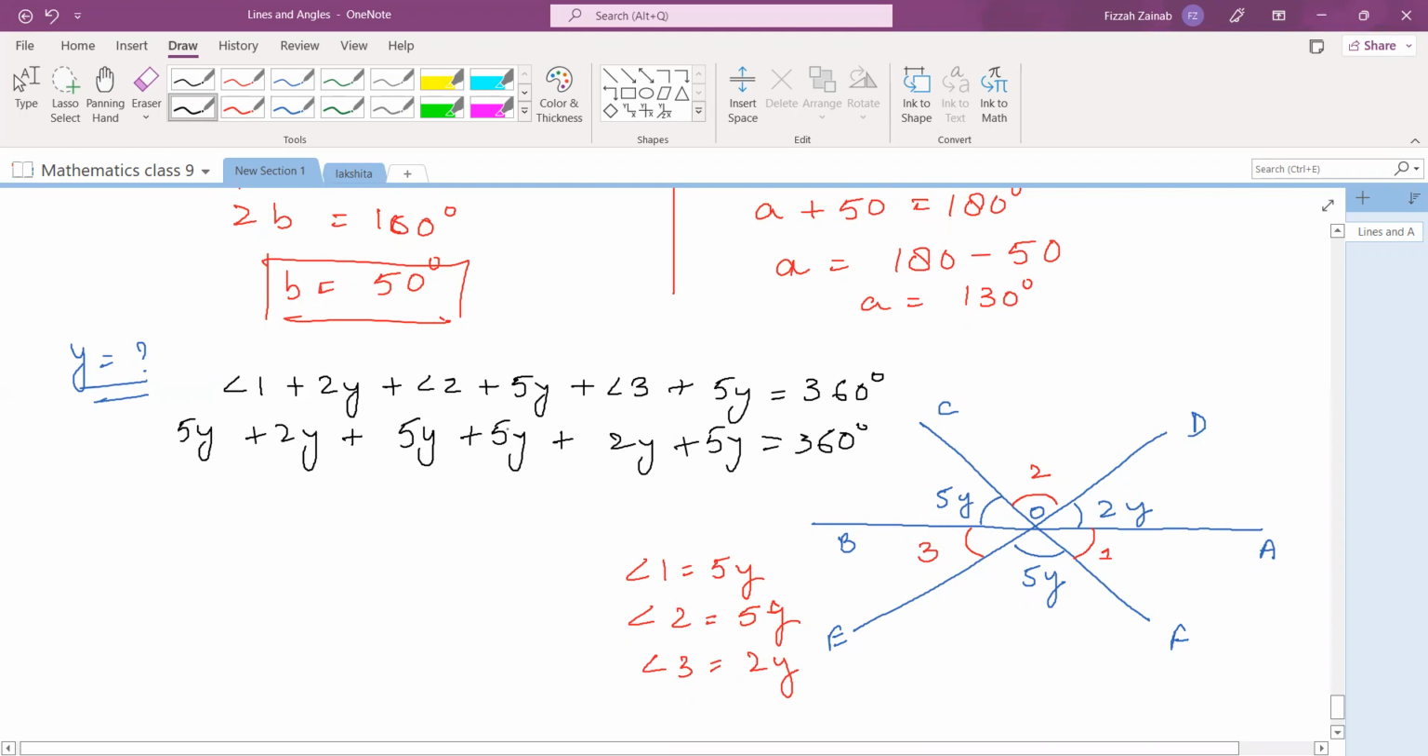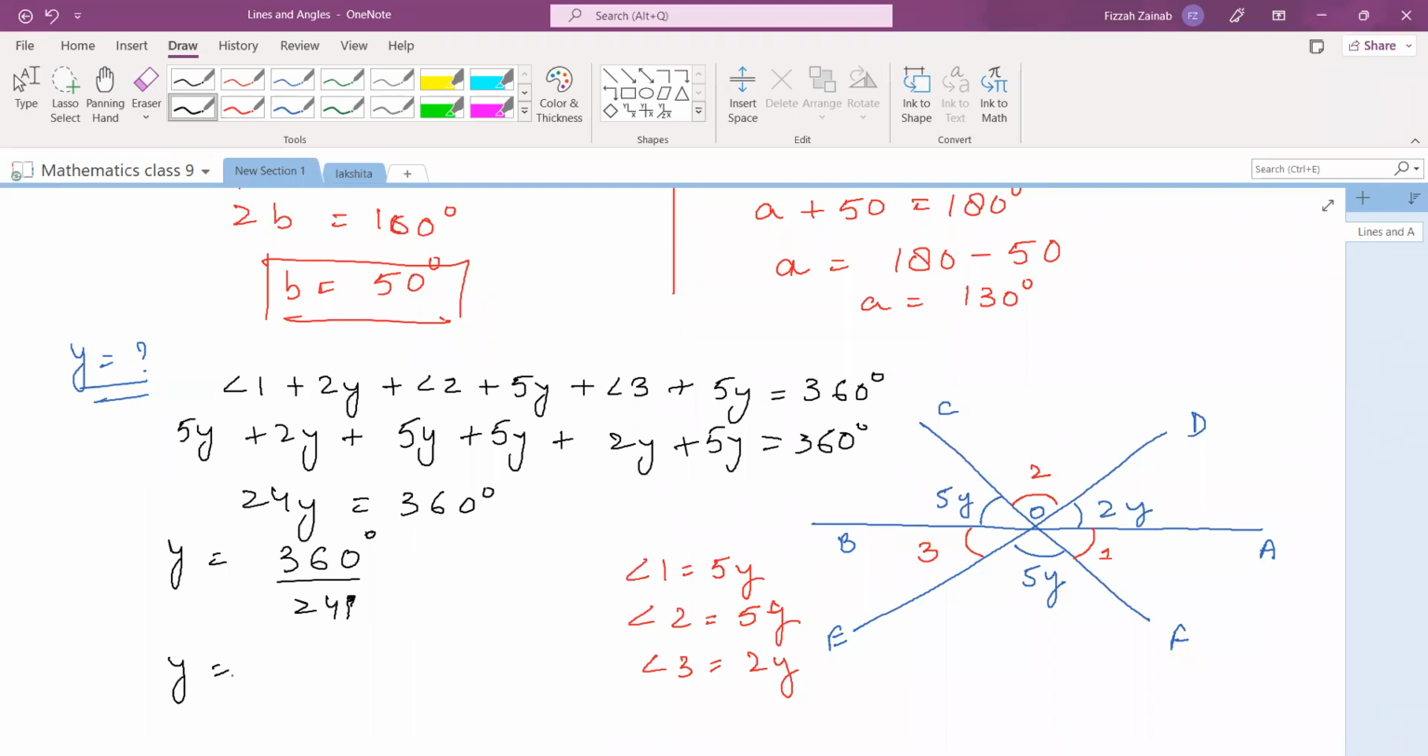5 and then 5, 20, and then 4, 24. So 24y is equal to 360 degrees. So y will become 360 divided by 24 degrees. Okay, now y will become, so 4 into 9 is 36, and 4 into... no, how much? Anyway, you divide it by 6.